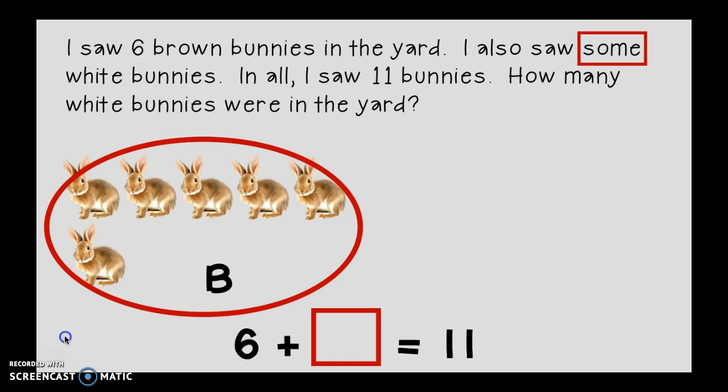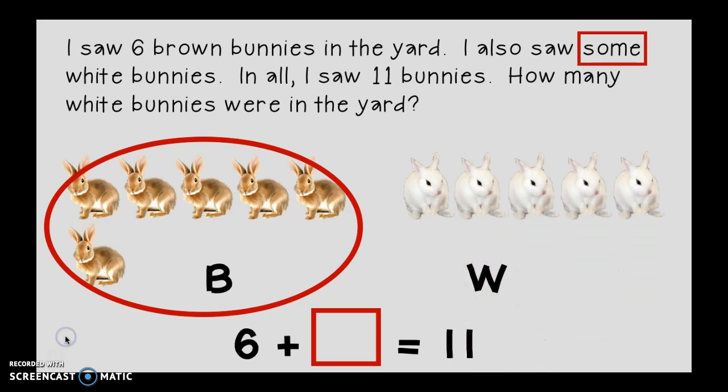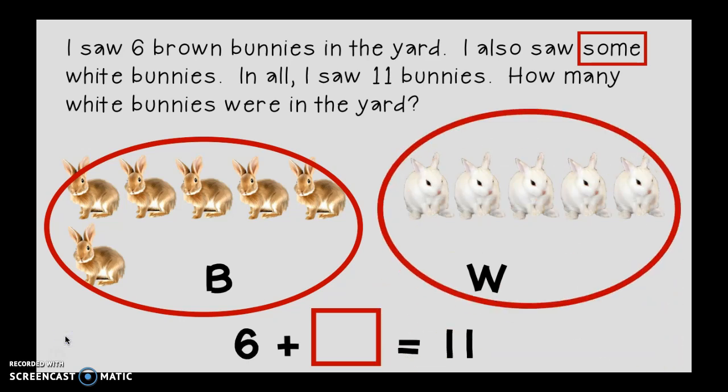6, 7. Oh, these are white bunnies. Sorry, I can put my label in there. 6, 7, 8, 9, 10, 11. Is that what you did? Oh, you did. Oh, good. Did you get 5 like I did? 1, 2, 3, 4, 5. You did? Well done, friend. Man, we're rocking and rolling. All right, you can go ahead and erase your board.